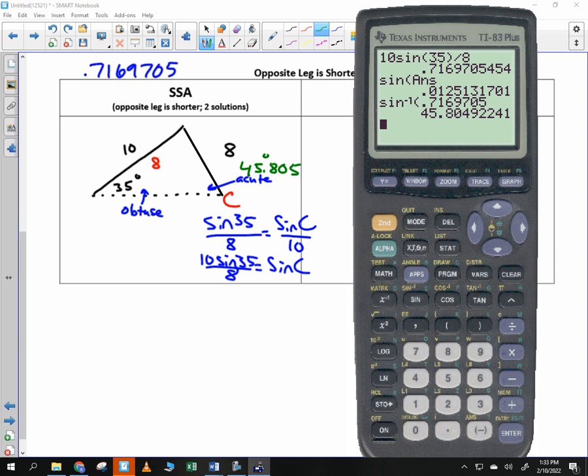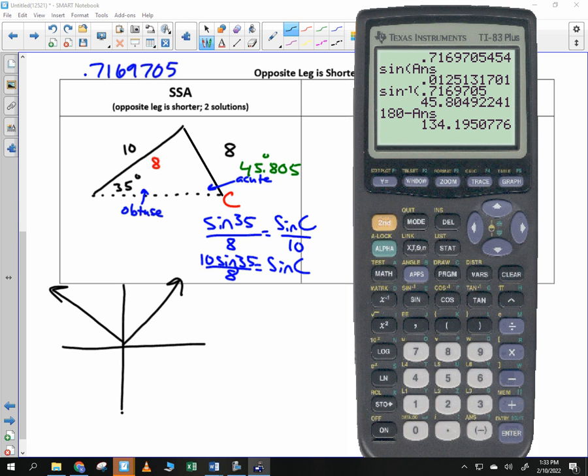Here's the problem, folks. Is the value of sine positive or negative? It's positive. In which quadrants is sine positive? Do you remember? 1 and 2. Do you get acute angles or obtuse angles in the first quadrant? You get acute. Do you get acute or obtuse angles in the second quadrant? Obtuse. Watch this. If I take 180 and I subtract that angle, I get 134.195, which would be this angle right here.